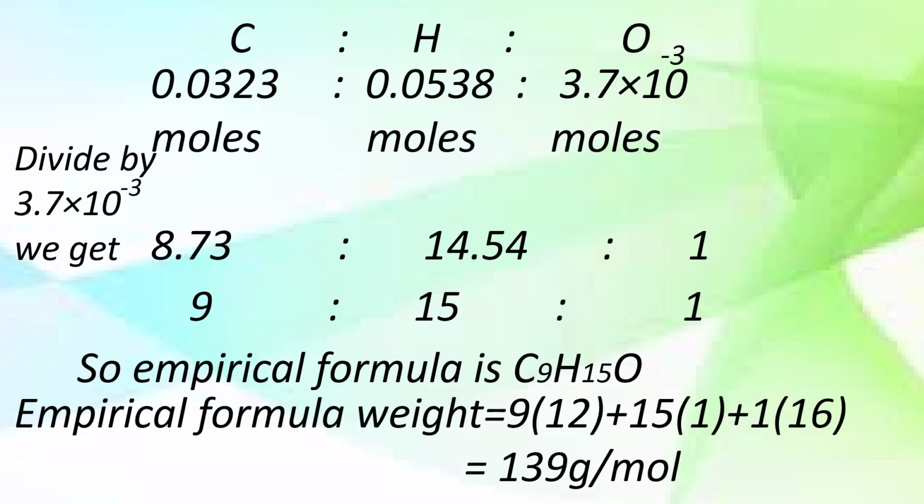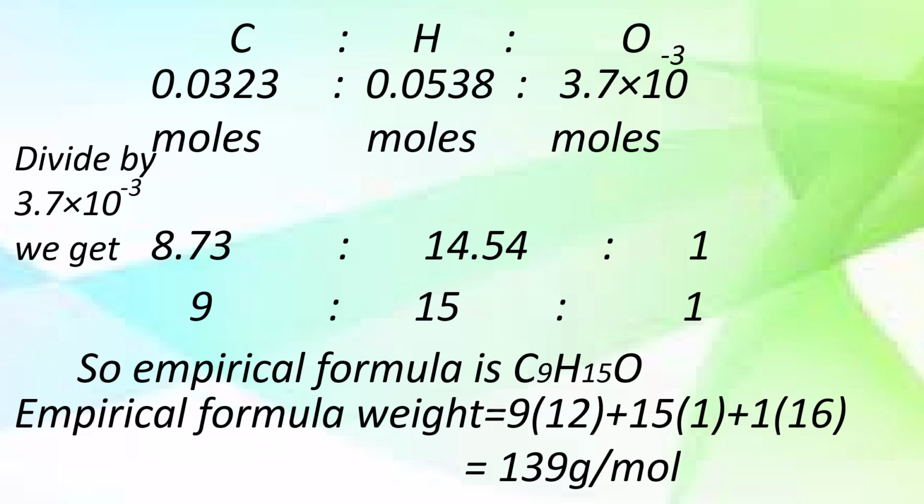Now we have to calculate the empirical formula weight. For this, 9 is the number of carbon atoms into 12, the atomic weight of carbon, plus 15 is the number of hydrogen atoms into 1, the atomic weight of hydrogen, plus 1 is the number of oxygen atoms into 16, the atomic weight of oxygen. After solving, the empirical formula weight is calculated to be 139 gram per mole. So we have calculated the empirical formula and empirical formula weight.